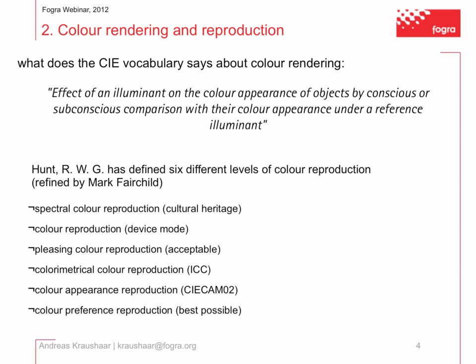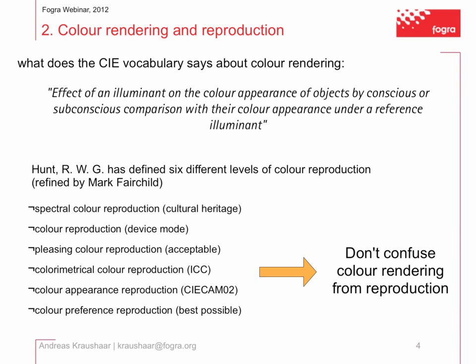Device mode is kind of something like what we typically see when data is just sent to a device and displayed as is. Pleasing color reproduction is about acceptable reproductions. What we talk about mostly here is the ICC colorimetric reproduction, we will come to that later. Appearance reproduction is something where we have different surroundings, viewing conditions, and we take care of the impact of them with nice and technical models like CIECAM02, and the color preference reproduction, which is the best possible reproduction. I tell that here because I would like to make sure that we don't confuse color rendering with color reproduction.